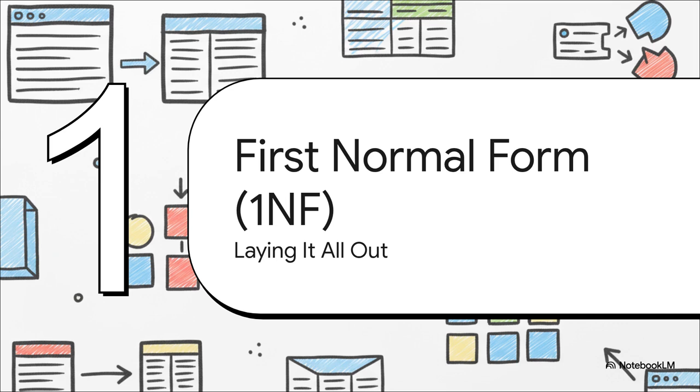The very first step on this journey is called first normal form, or 1NF for short. I like to think of it like tidying a really messy room. This is the stage where you take everything that's crammed into drawers and boxes and you just lay it all out on the floor. That way, you can see every single individual item you're dealing with.